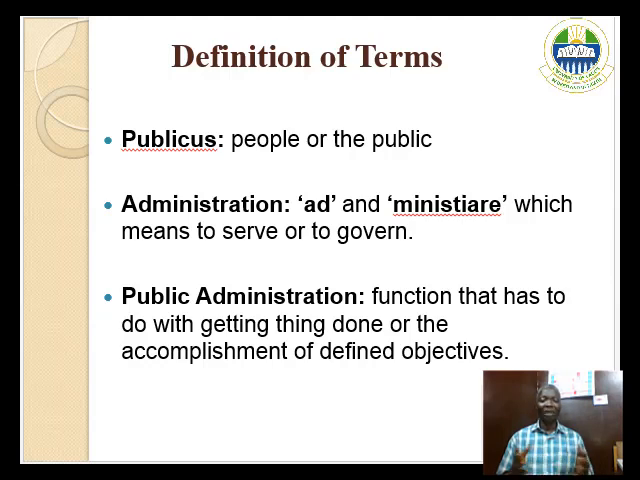Different scholars have looked at public administration from different dimensions and perspectives. Gulick and Urwick in 1937 defined public administration as a function that has to do with getting things done, as we have said, and the accomplishment of defined objectives. Also, Adamolekun defined public administration as commonly used, referring to the activities concerned with the management of government business, or the study of the activities of government.